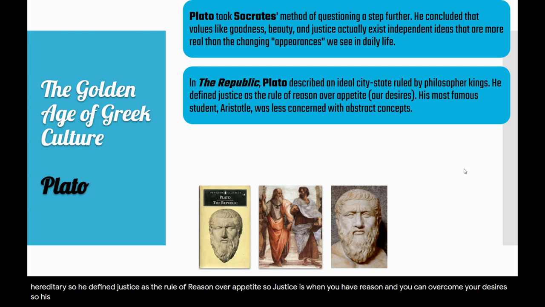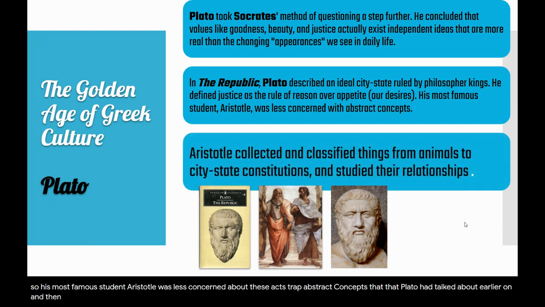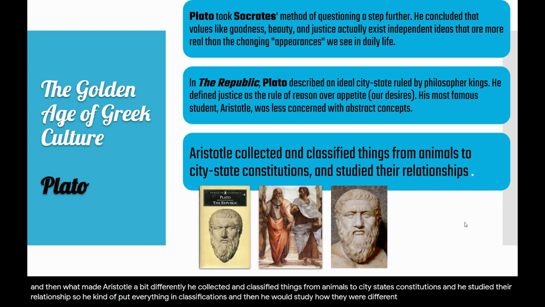His most famous student, Aristotle, was less concerned about the abstract concepts that Plato had talked about earlier on. What made Aristotle a little bit different is he collected and classified things from animals to city-states, constitutions, and he studied their relationships. So he kind of put everything in classifications, and then he would study how they were different.